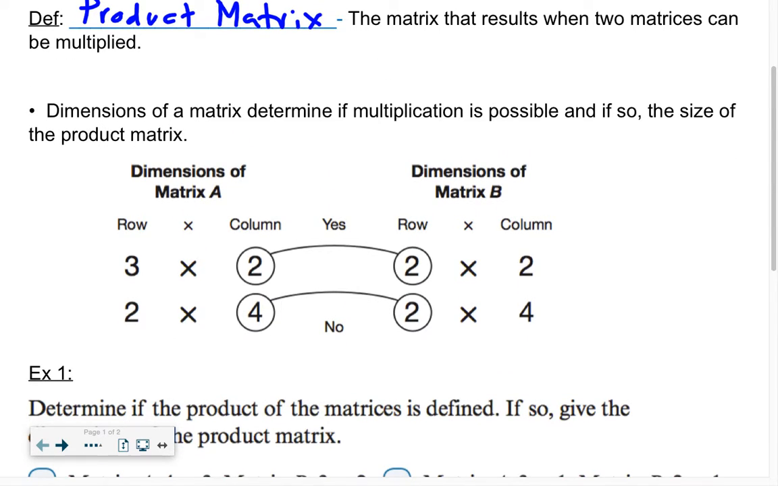Now understand, not all matrices can be multiplied together. There's a system in place that allows us to do so. First thing we have to do is be able to identify the dimensions of a matrix. Okay?